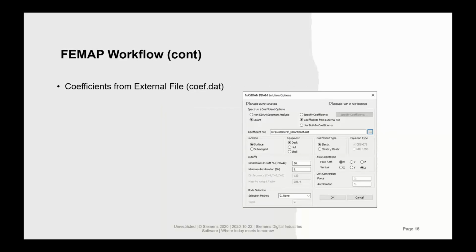So the workflow for using coefficients from an external file is almost identical. You browse to where that file is located, and Femap's basically going to pass that pointer along to the DDAM executable.